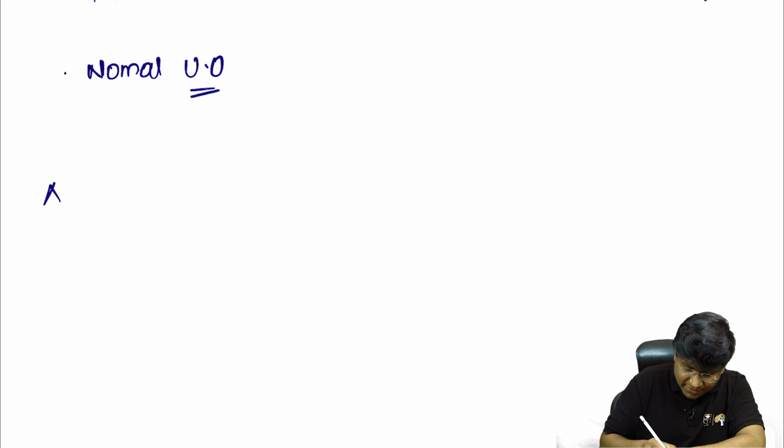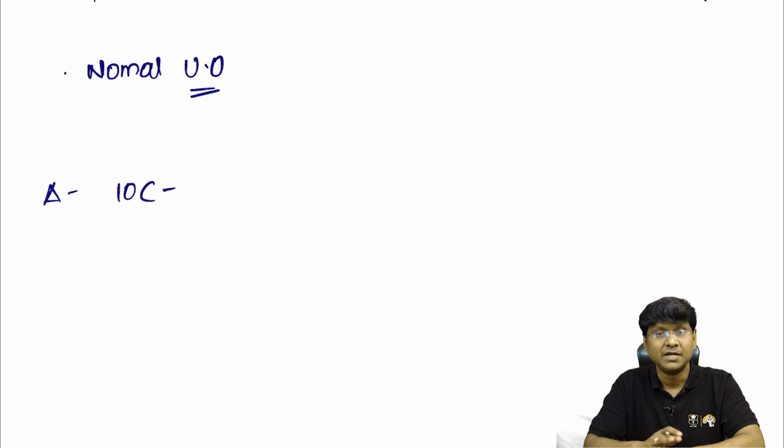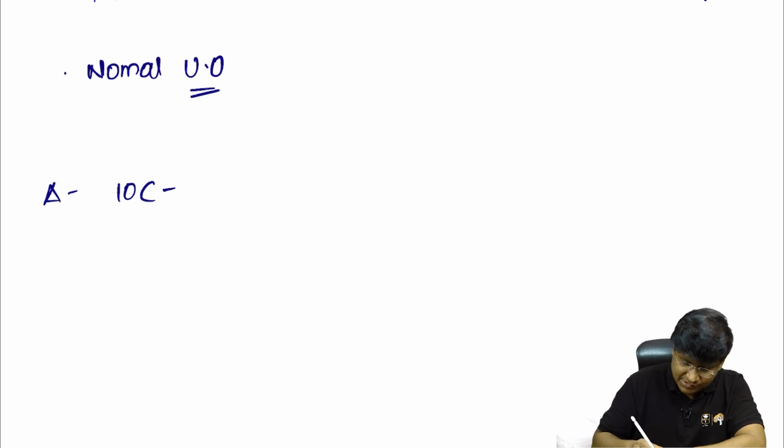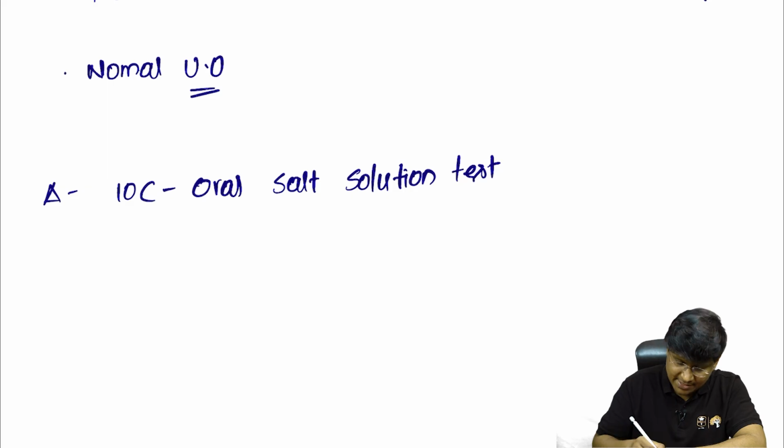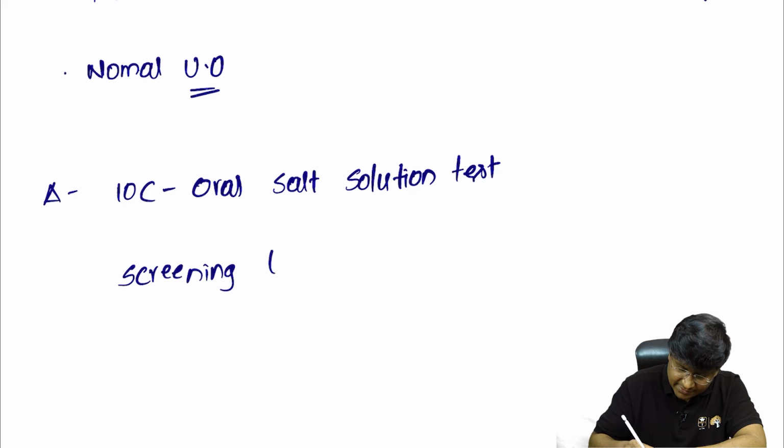Then how do you do the workup? If you take the investigation of choice in patients with Conn's, it is the oral salt solution test, right? Then what is the screening test? The screening test is that you need to check the aldosterone renin ratio, right? So the aldosterone renin ratio will be increased.